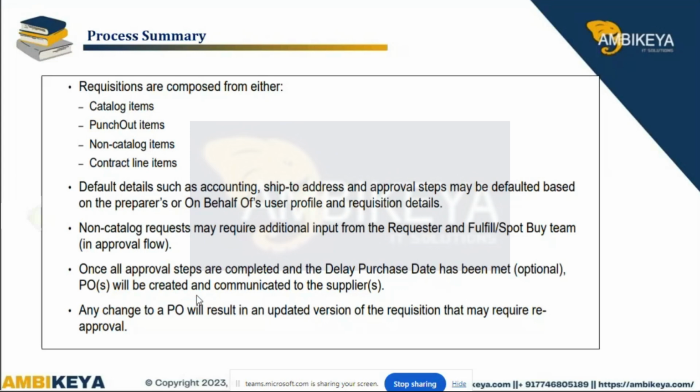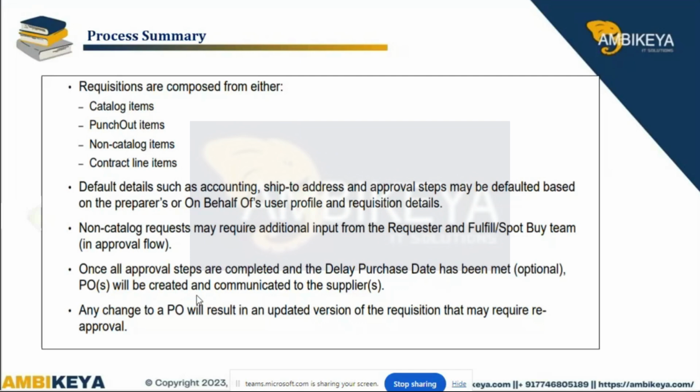Here there are two things you can configure based on the parameter setup. You can configure whether the purchase order is generated as soon as all the approvers have approved, or only when the delay purchase date is met. There is a field called delay purchase date where you can mention the date. Even if all the approvers have approved, if the delay purchase date is not yet met, say it is still 2 days away, the purchase order will not generate. It will only generate after 2 days. If you don't configure this, the purchase order will be generated as soon as the approvers approve.